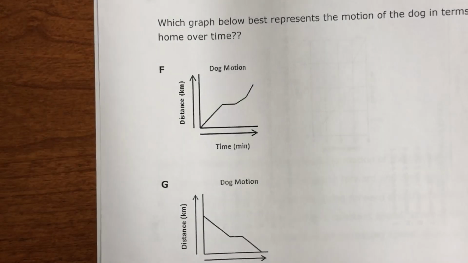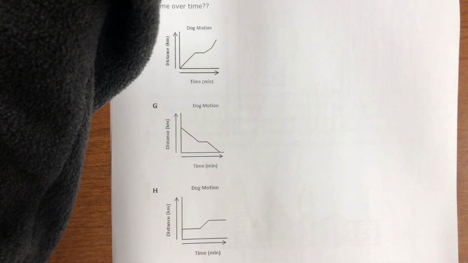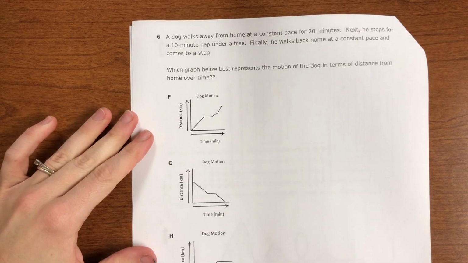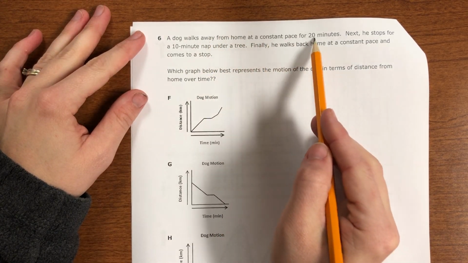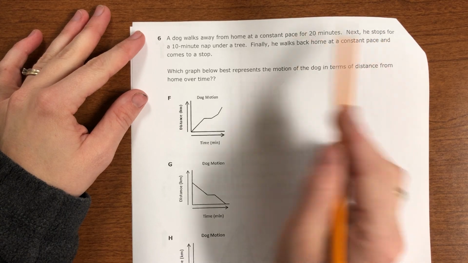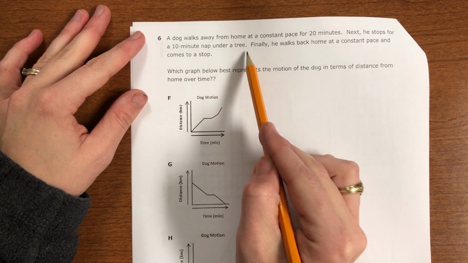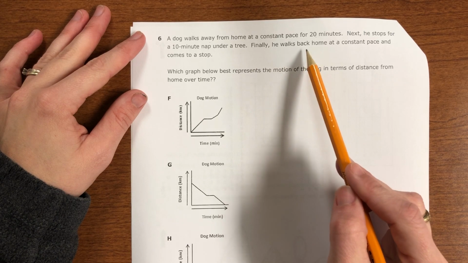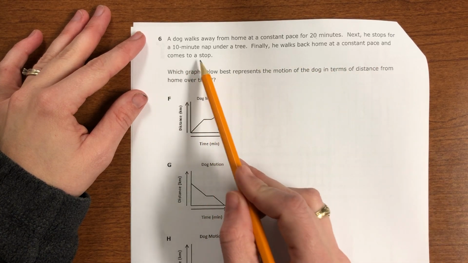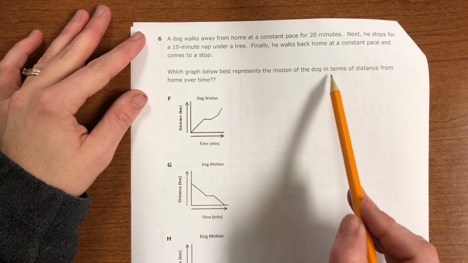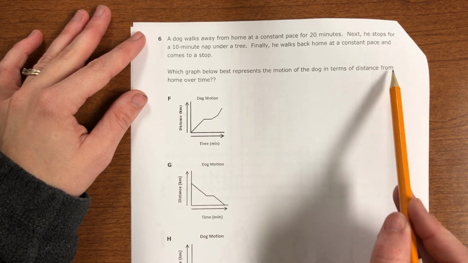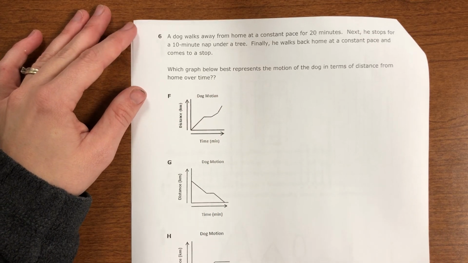All right, number 6. I'm going to zoom out as much as I can. Try that. Okay. A dog walks away from home at a constant pace for 20 minutes. Next, he stops for a 10-minute nap under a tree. Finally, he walks back home at a constant pace and comes to a stop. Which graph below best represents the motion of the dog in terms of distance from home over time?